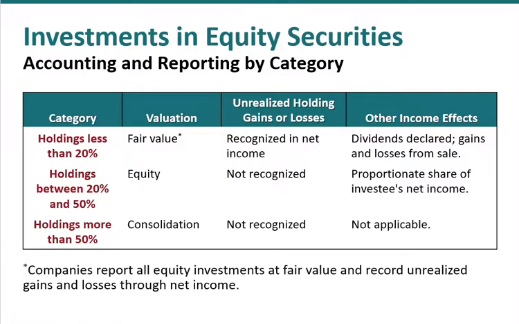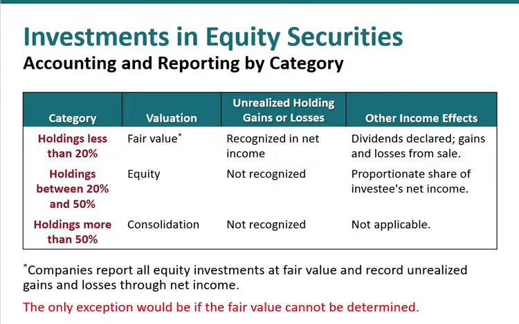Again, under the fair value method, companies will report their equity investments at fair value and record unrealized gains and losses as part of net income. And our only exception to that would be if the fair value of that equity investment cannot be determined. That's a fairly complex topic which we won't cover in this chapter. Well, rather, it is covered, but we won't cover it. Let's go ahead and take a look at an example.